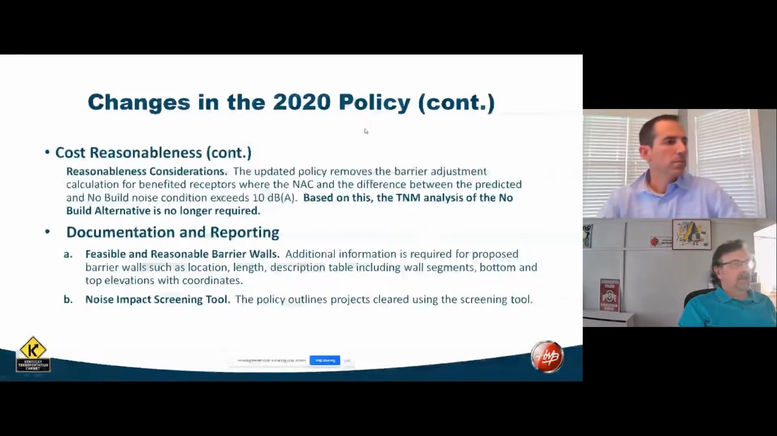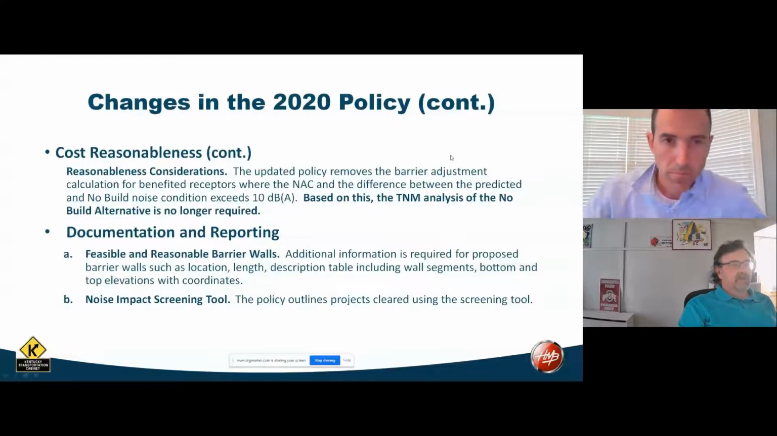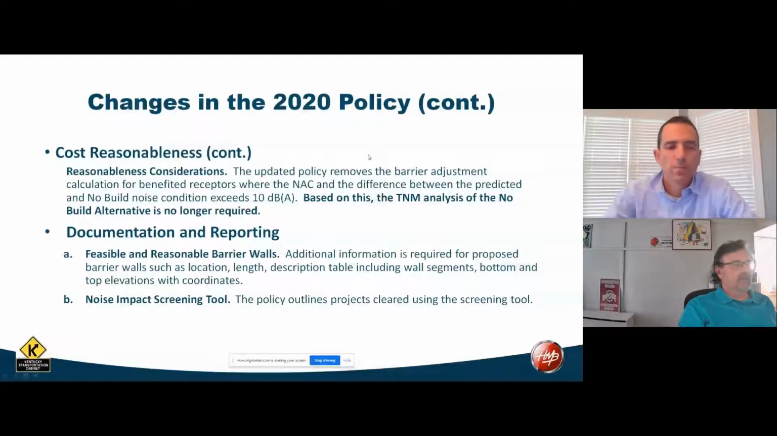Okay, continuing with the 2020 policy, cost reasonableness continued. Other considerations: the updated policy removes the barrier adjustment calculation for benefited receptors for the NAC, and the difference between the predicted and no build noise condition exceeds 10 decibels. So based on this, we'll no longer need an analysis for a no build alternative.